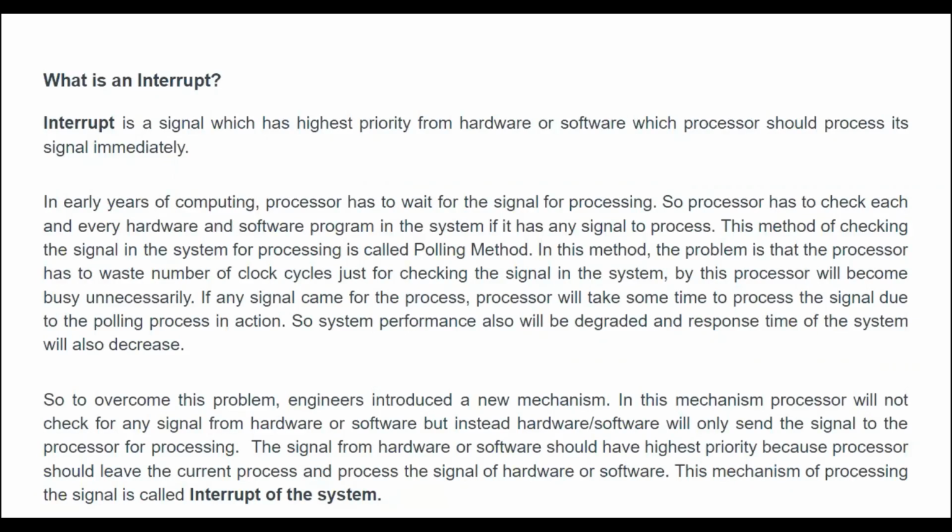To overcome this problem, engineers introduced a new mechanism. In this mechanism, the processor does not check for any signal from hardware or software. Instead, the hardware and software send a signal to the processor for processing. The signal from hardware or software should have the highest priority because the processor should leave the current process and process the signal. This mechanism of processing the signal is called an interrupt of the system.